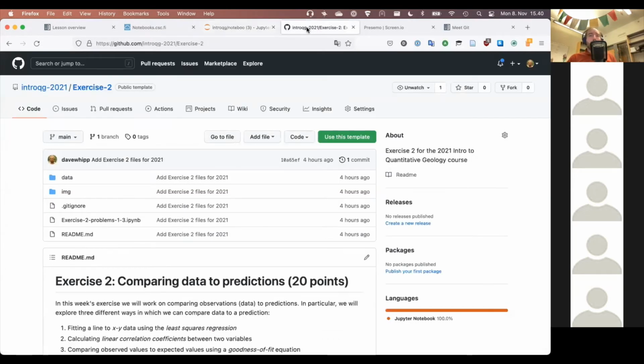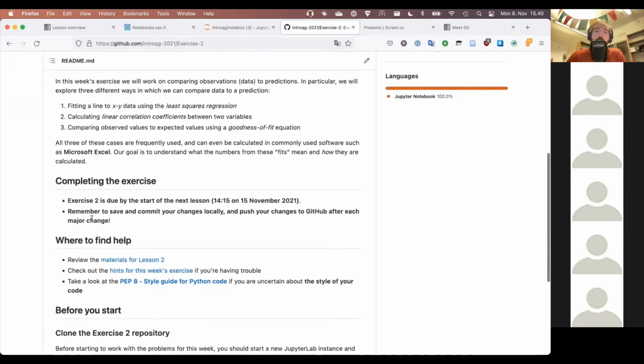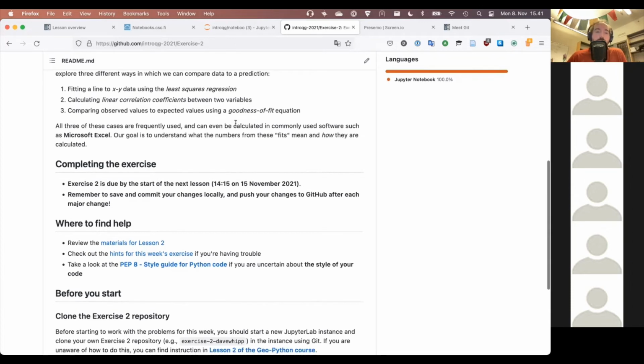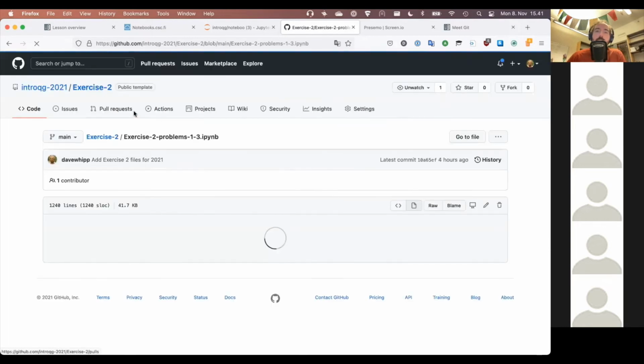Let's do that. So exercise 2 is up on the GitHub repository. We have 3 pieces. No big surprise, because we had 3 components to this week's lesson, that we have 3 components to this week's exercise. Something about least squares regressions, something about linear correlation coefficients, and then finally something about goodness of fit. So that is what we're working on for the exercise for this week. Let's take a look at the notebooks.